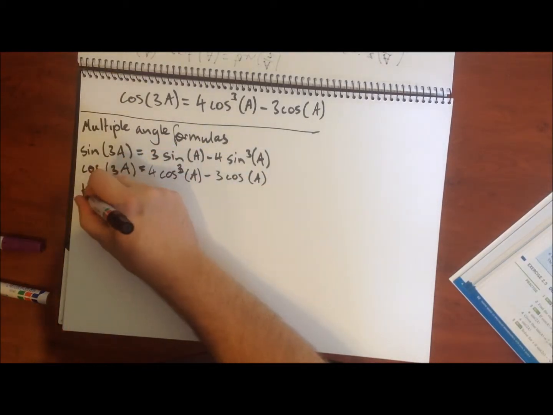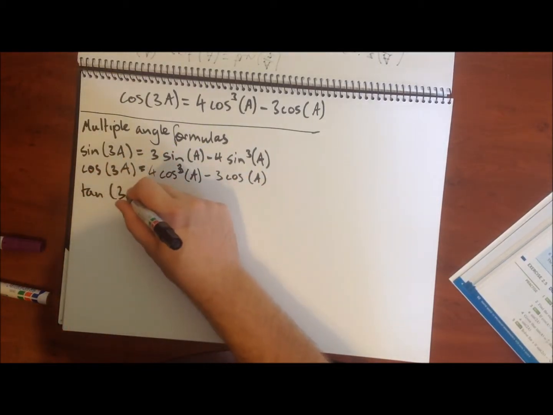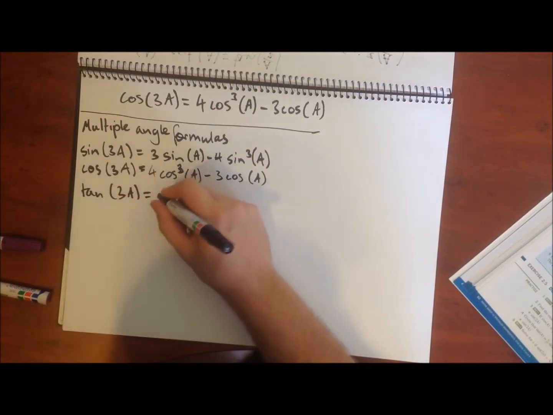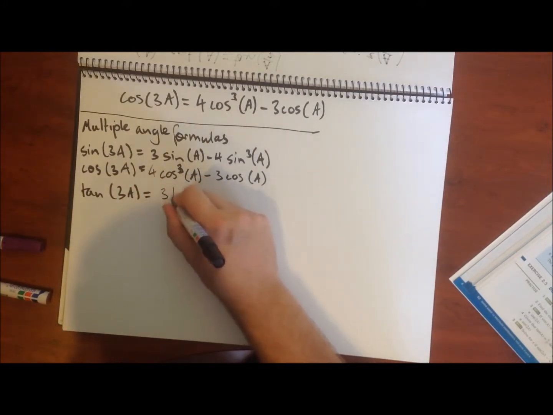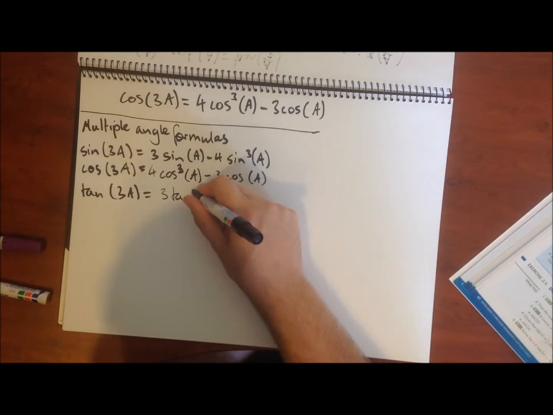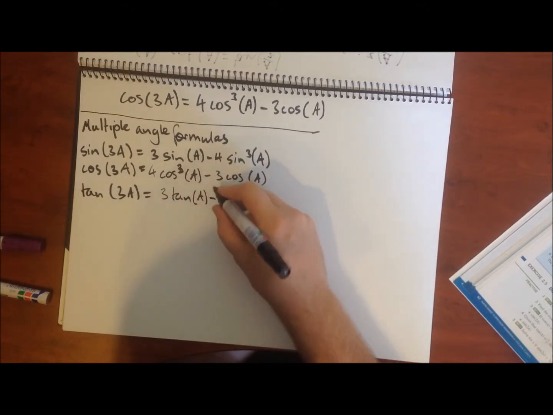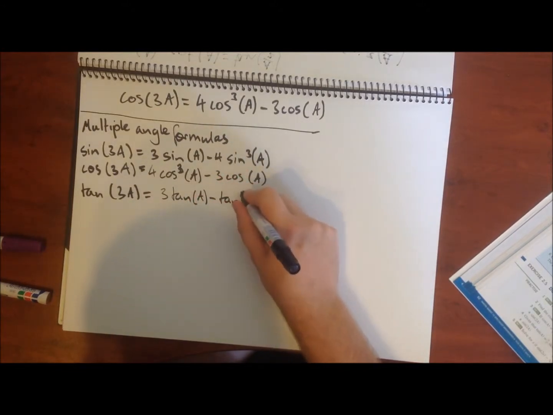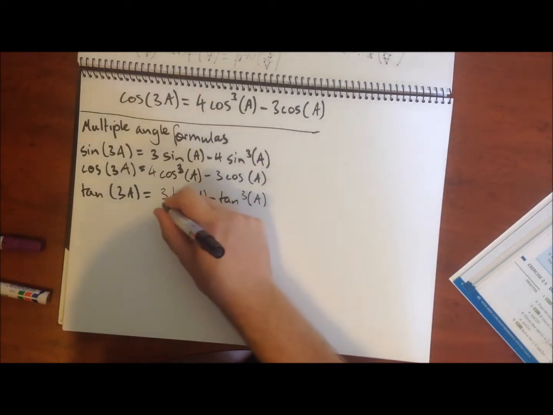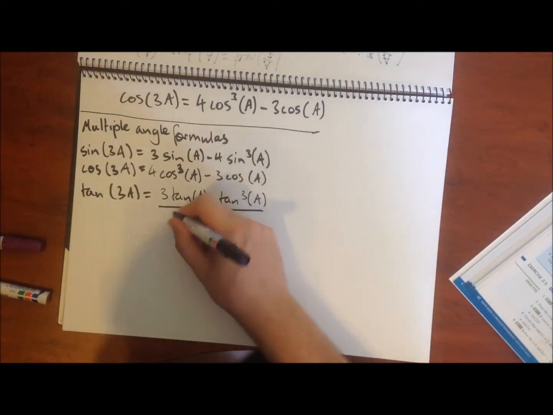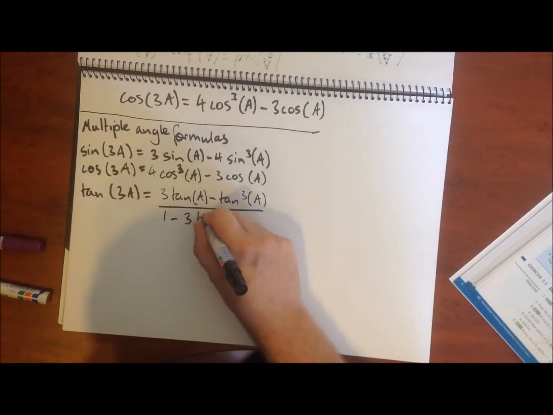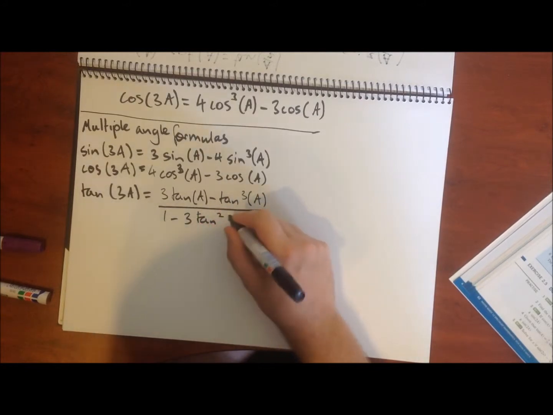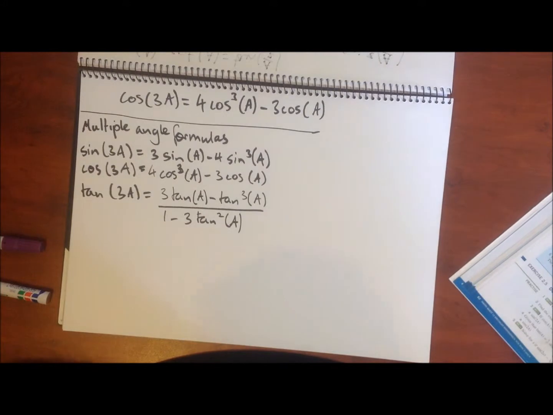Tan of 3A is equal to 3 tan of A take tan cubed of A, divided by 1 minus 3 tan squared of A. Okay, so they're similar to what we had earlier, just a little bit different.